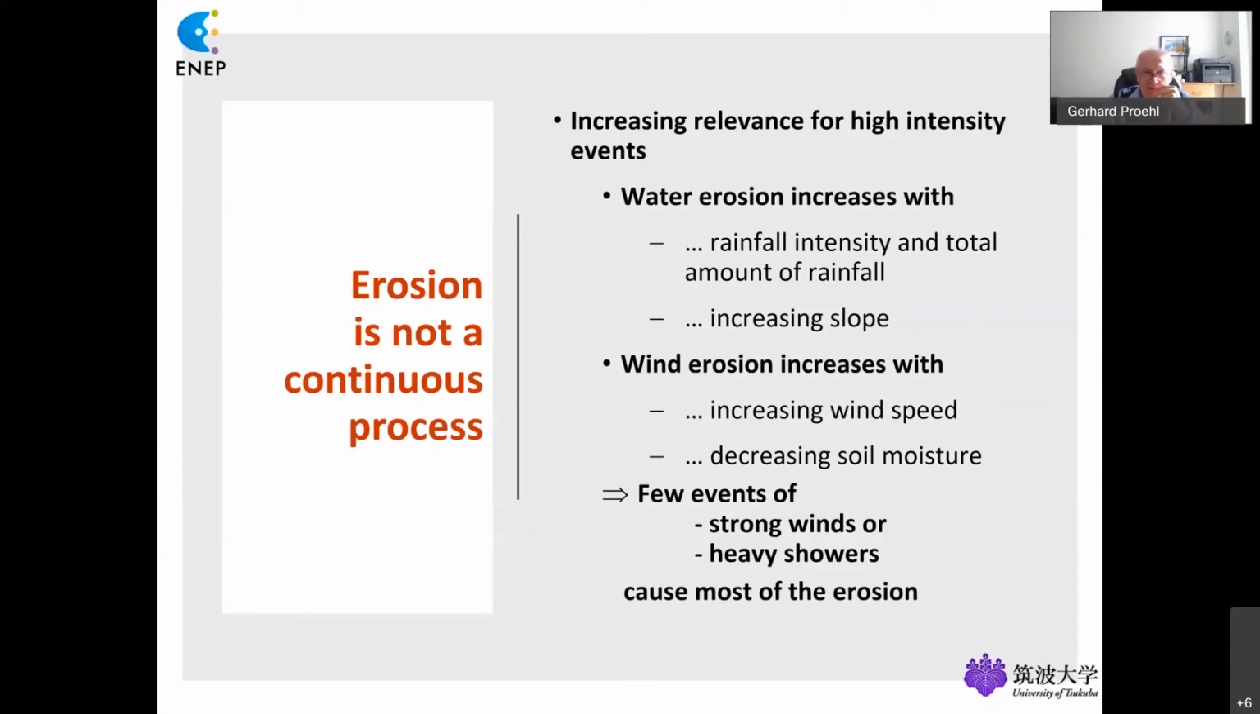I already said that erosion is not continuous. And water erosion increases with rainfall intensity, total amount of rainfall, and increasing slope. Quite obvious, you can see it nearly every day if you go out. And wind erosion increases with increasing wind speed and with decreasing soil moisture. A few events of strong winds or heavy showers may cause most of the erosion.